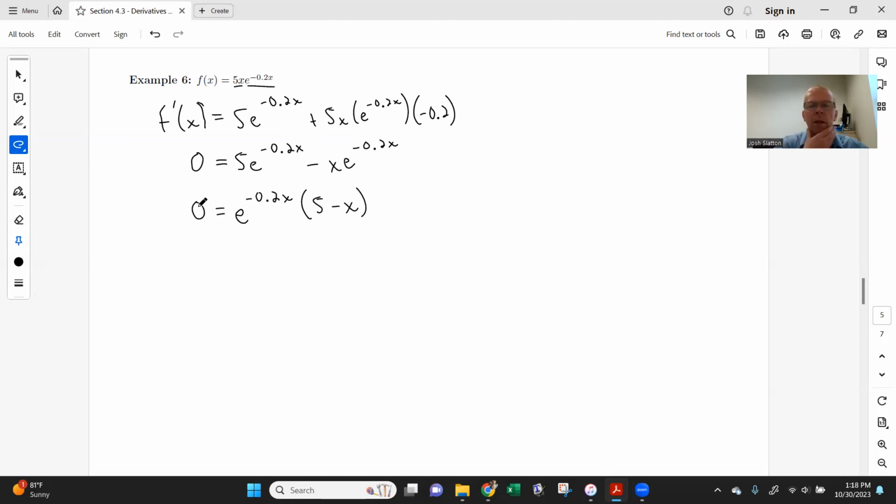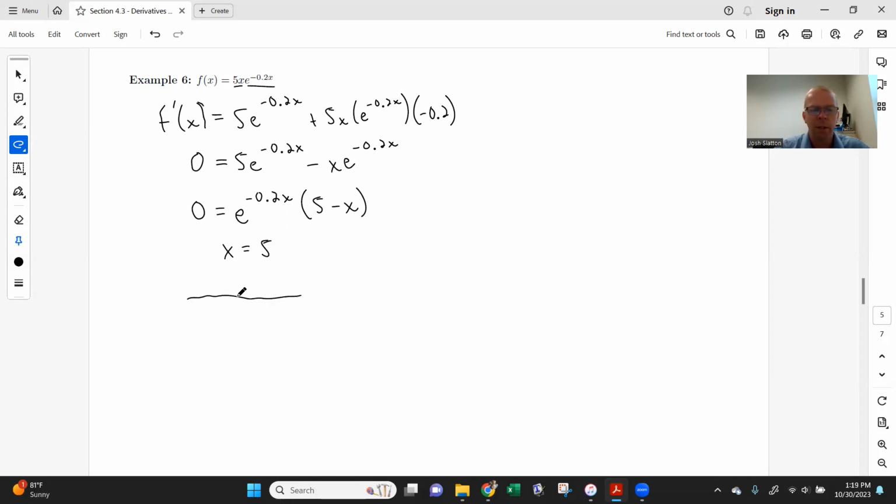And so now we're going to be using this a couple of times. This fact is that this is never 0, and we're also going to use this later, that it is also never negative, so it's actually always positive. So we can divide both sides by that. We're just left with 5 minus x equals 0. So the only solution is x equals 5.